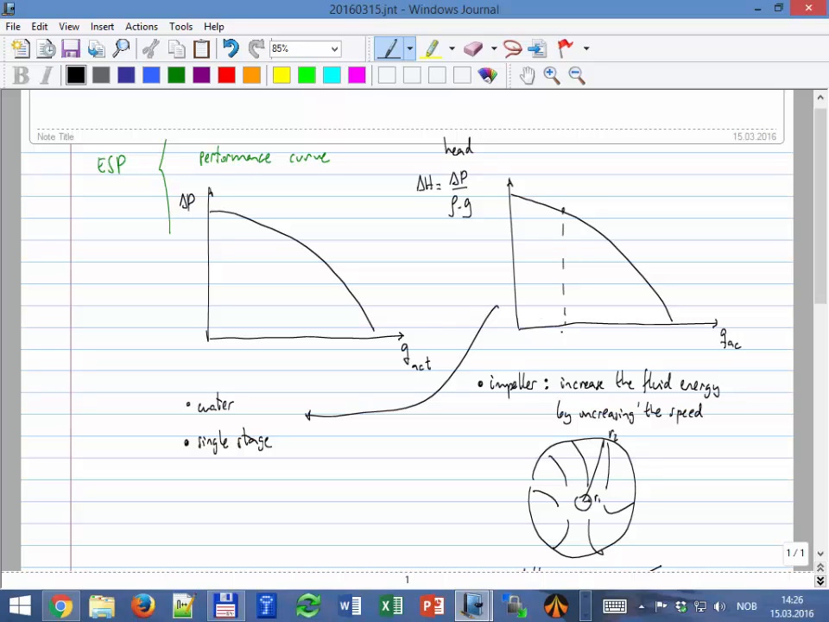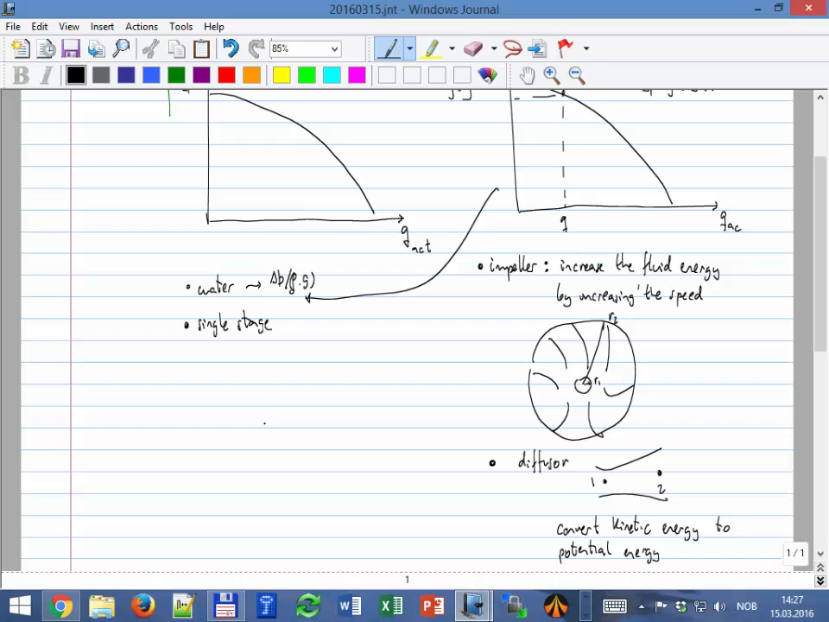Okay. For example, if you are operating here, you go with that rate and read delta H, and then to calculate the delta P you use the density of the fluid that the pump is flowing, times delta H. Okay, and that's because in the test we have tested with water, and what we measure is delta P. Then we divide it by the density of the water times the gravitational acceleration, and that gives you this curve, delta H versus Q.